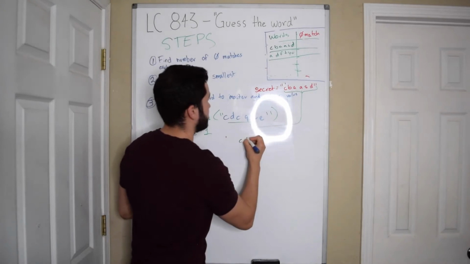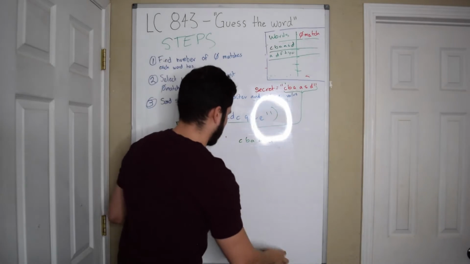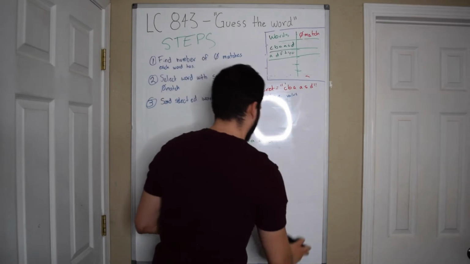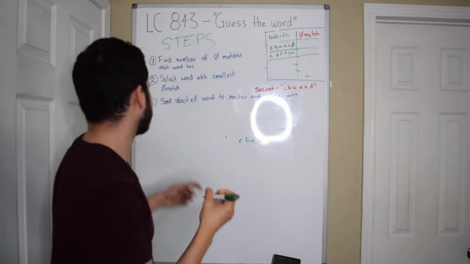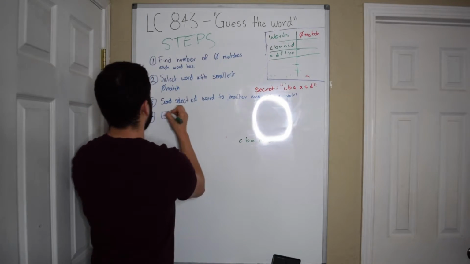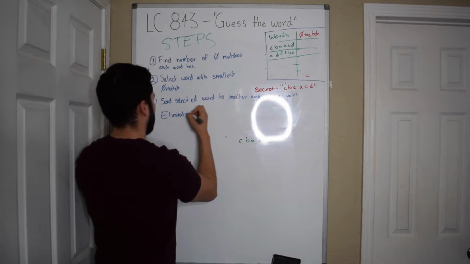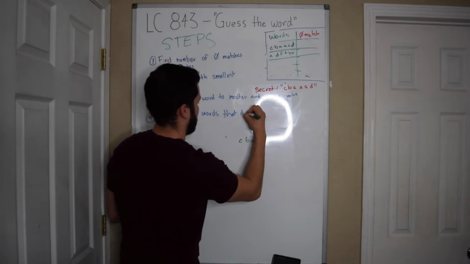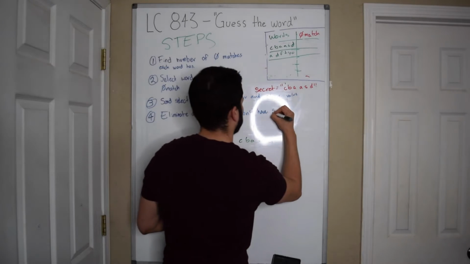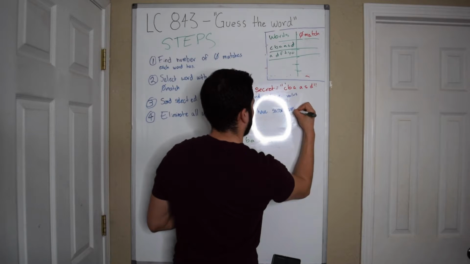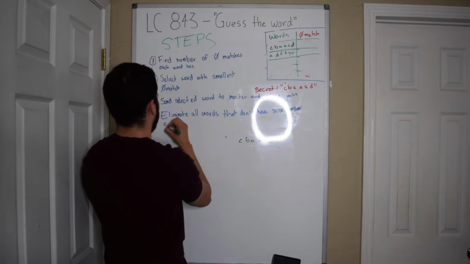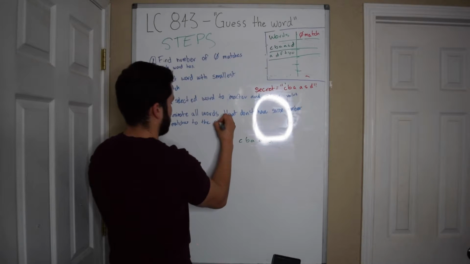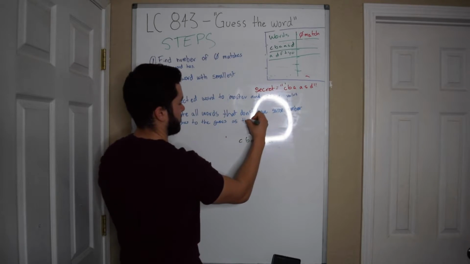So we compare CVA, ASD, and also we don't need this anymore. And before we compare it, I want to write out the last step before everything gets repeated. Eliminate all words that don't have the same number of matches to the guess as a return value.